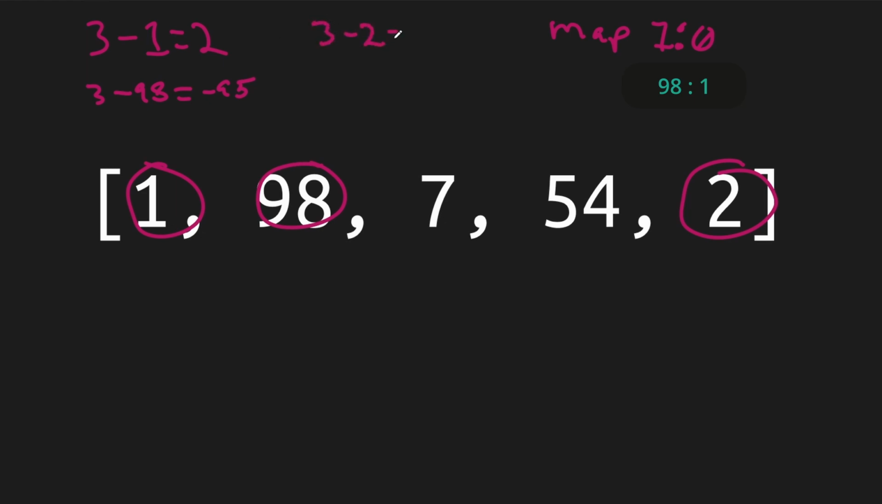So 3 minus 2 is 1. We would look inside of the map. We would see, okay, we have a key of 1. So let's use that value, that index, and then the index of the number we're currently on. And that would give us the same number. All right, so let's take a look at the code.